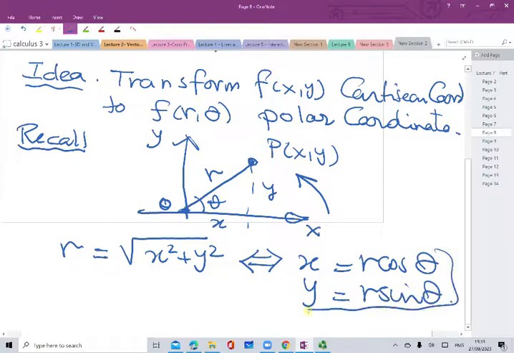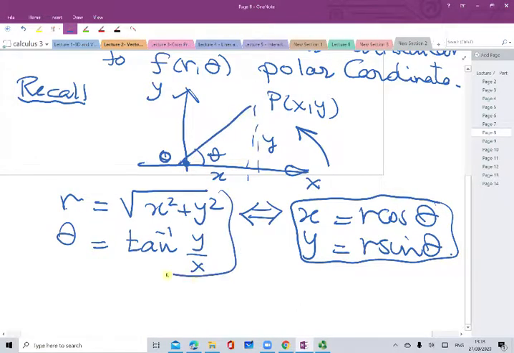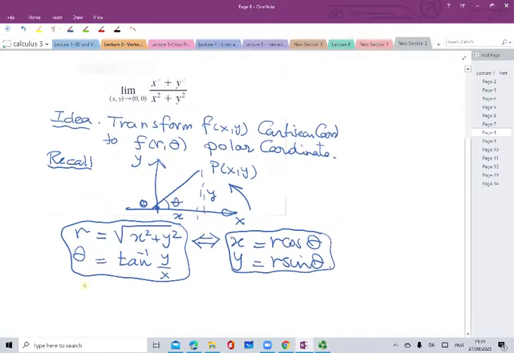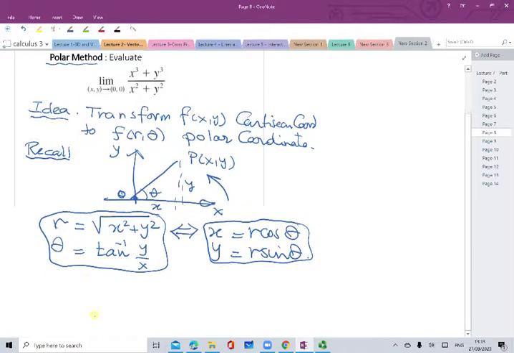So I either work with these two formulas, replacing every x and y with these relations, or the other way around. I know that r is the square root of x squared plus y squared, and theta I could also write in terms of x and y: it is tan inverse of y over x. If I know this information from before, the relation between x, y and r with theta, now I need to use it to find limits. We will see why this is the case.